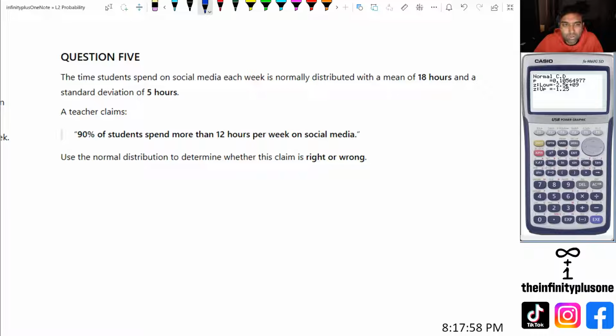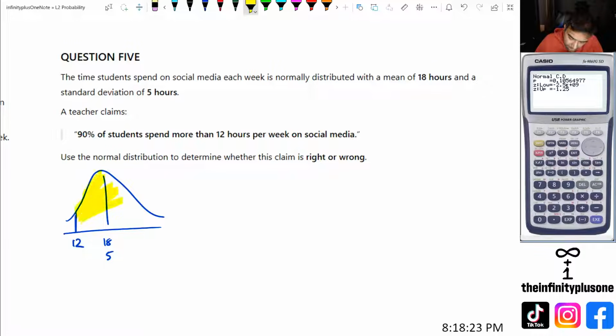So if we have a look at it, we've got students spent on social media each week is 18 and 5. So I'm going to draw the graph. So it's going to be 18 and 5. Now it's basically teachers claiming that 90% of students spend more than 12 hours per week on social media. Now more than 12. So let's actually go to find out where 12 is. What the teacher is claiming is this probability here, this entire probability, is 90%. Now technically we know that this is going to be 0.5, so that's already 50%. So we just need to figure out what is it between 12 and 18.